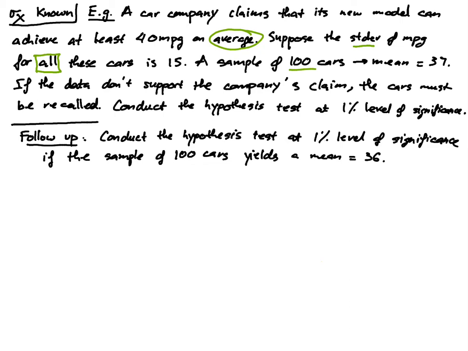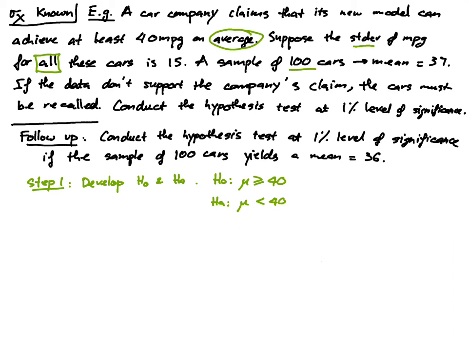Now it's the same setup, and so when it comes to developing the null hypothesis and the alternative hypothesis, nothing changes. In other words, the null is still mu greater than or equal to 40, and the alternative hypothesis is that mu is less than 40.